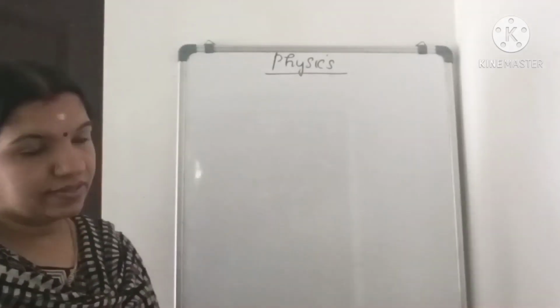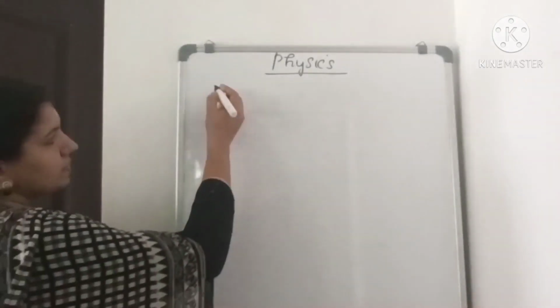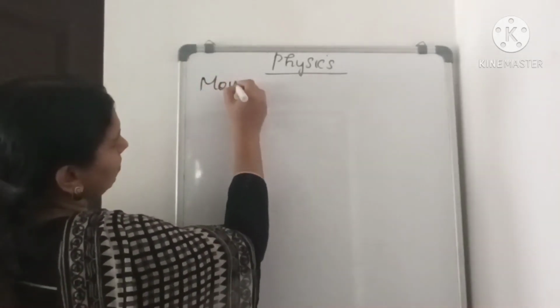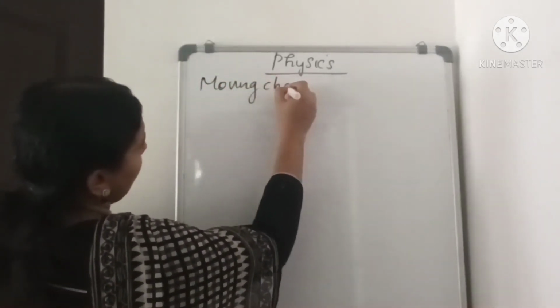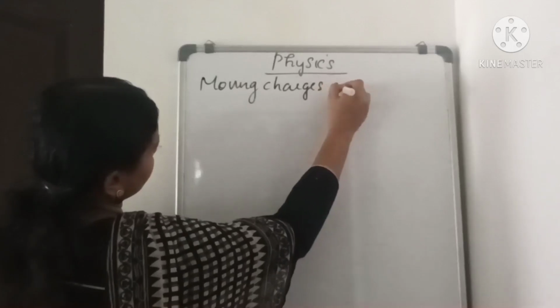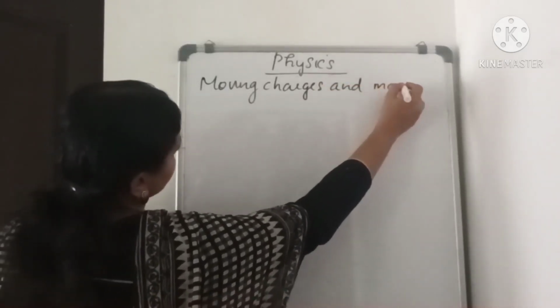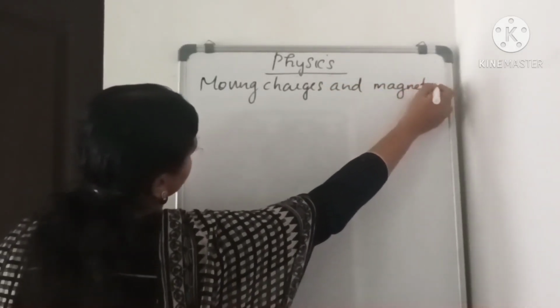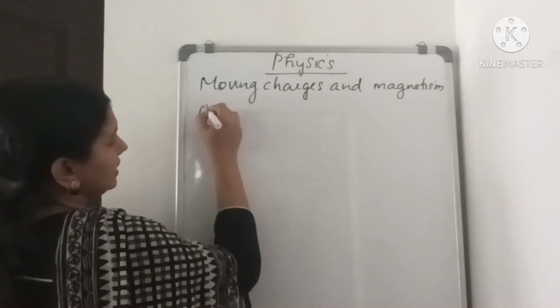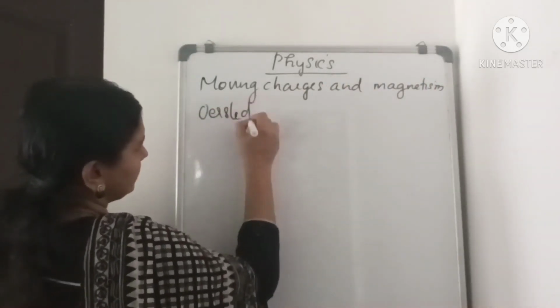Okay, so we will start now. That is, chapter is moving charges and magnetism. Our topic is Oersted experiment.